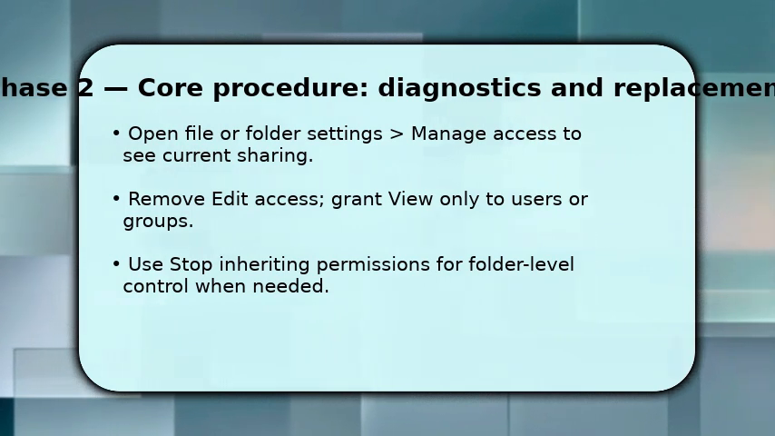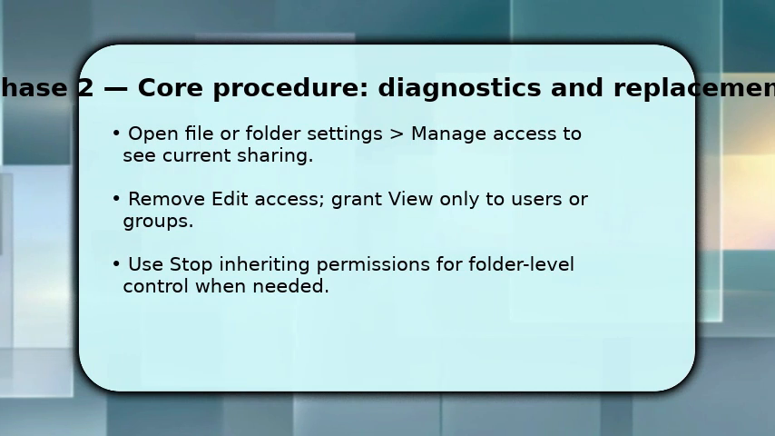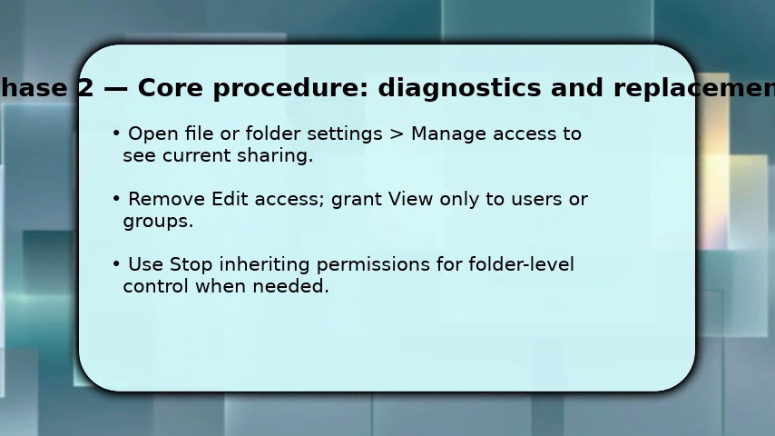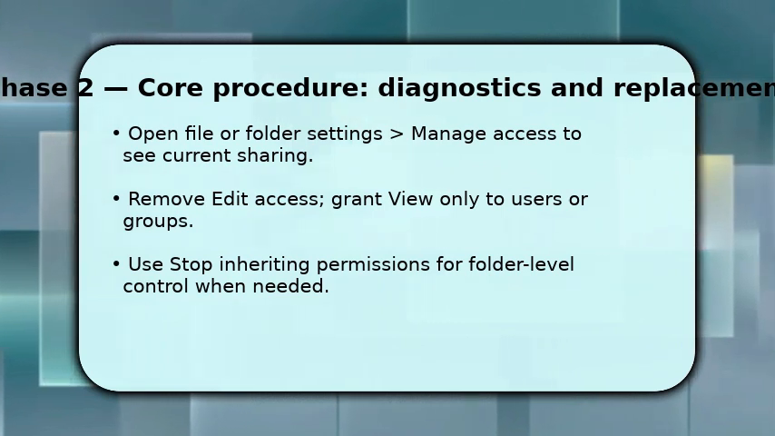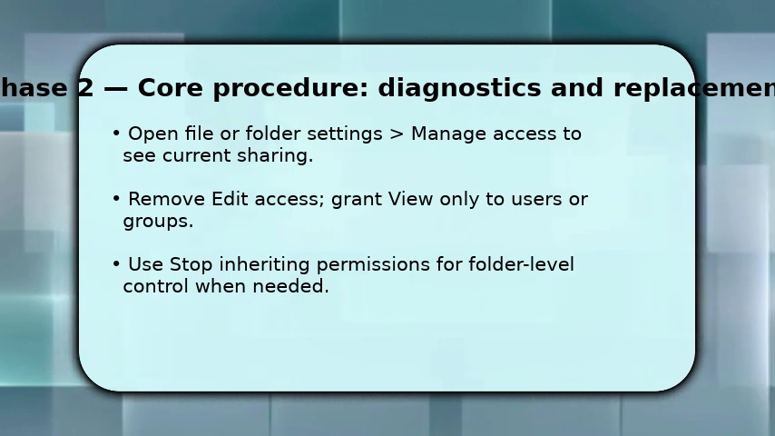If the item inherits permissions from a parent, stop inheriting permissions when you need folder-level control, then modify the explicit permissions. Once done, confirm external links and sharing links are set to view only. These steps lock editing while keeping the file accessible.